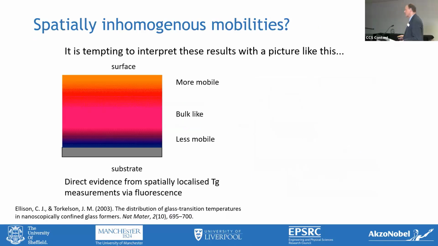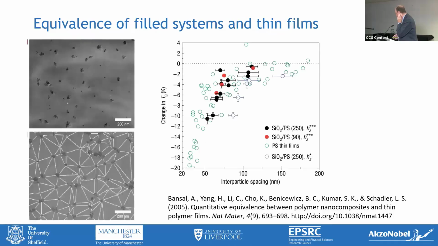So it's really tempting to say what's going on in something like this. You've got a surface. You've got a more mobile layer in the surface, you've got a bulk-like layer in the middle, you've got a less mobile layer at the substrate. And I think there is some direct evidence for this from spatially localized TG measurements and fluorescence from John Torkelson, which Stephanie doesn't believe, I shall just mention. Again, nothing is straightforward in this discipline.